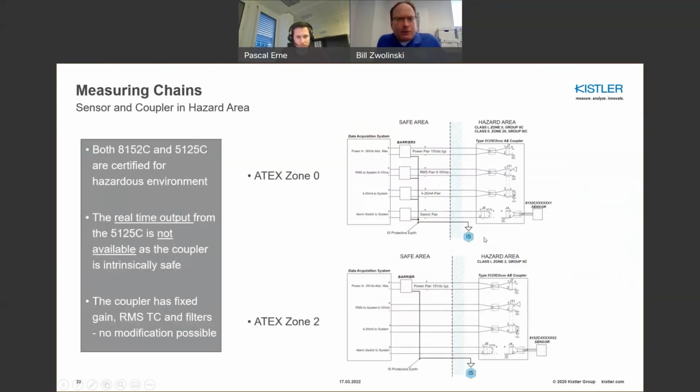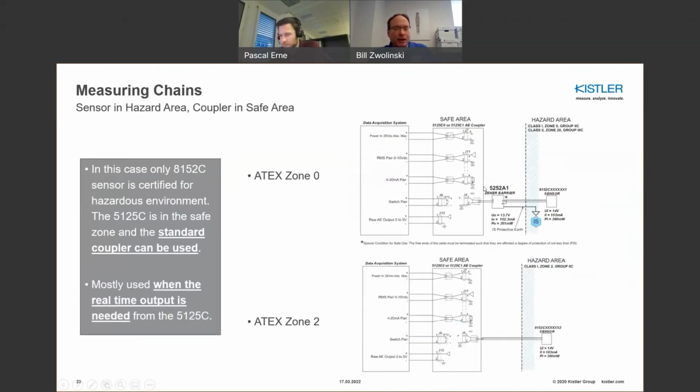So just some scenarios here, just take 1 minute. If you're going to mount the coupler, the actual coupler, into the hazardous environment, then you can see here that in zone 0 you're going through several barriers in the safe area, again to protect the overall integrity of the measuring chain. Whereas if you're in zone 2, you simply need one barrier on the power supply. And this doesn't need to be this high frequency barrier. There's a lot of commercial barriers out there that will easily do the job there.